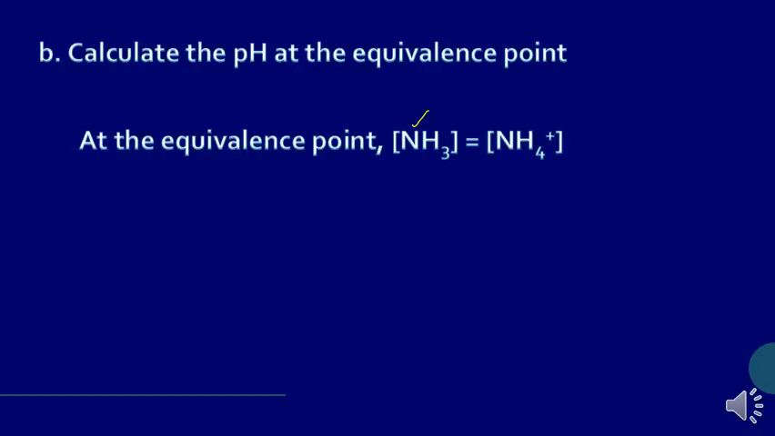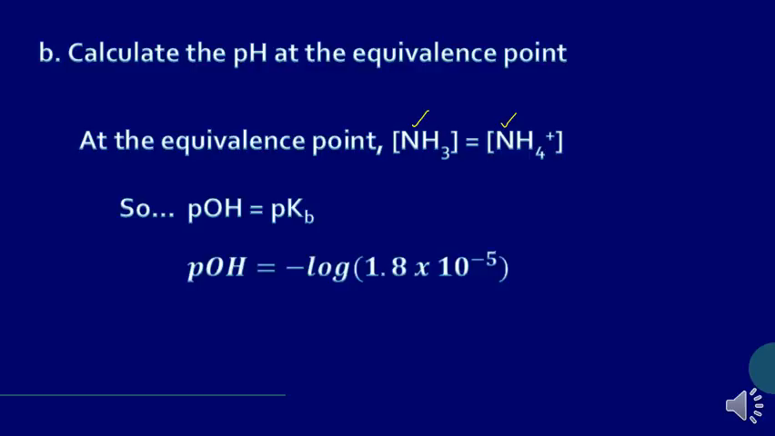So here's our base, here's our conjugate acid. Those will be equal. So if you look at the Henderson-Hasselbalch equation, the negative log of 1 over 1 is 1, and that's 0, and that drops out of the equation. So therefore, our pOH is going to equal our pKb, which means I simply put the Kb value into the negative log. So that'll give us a pOH of 4.47 and a pH of 9.3.